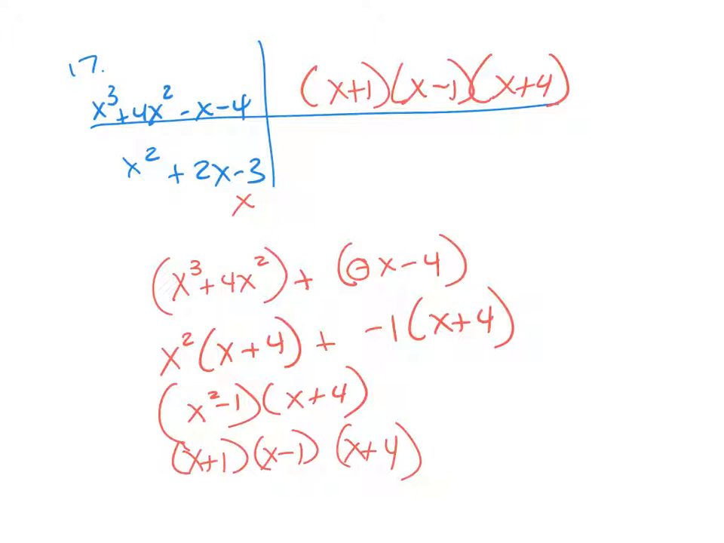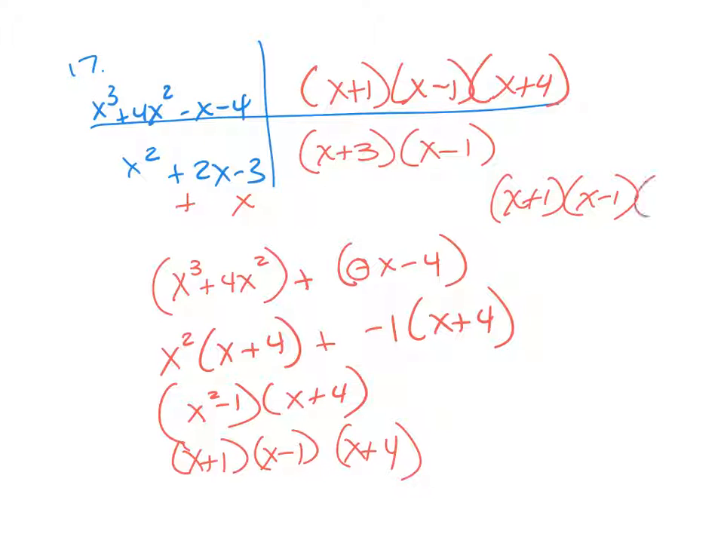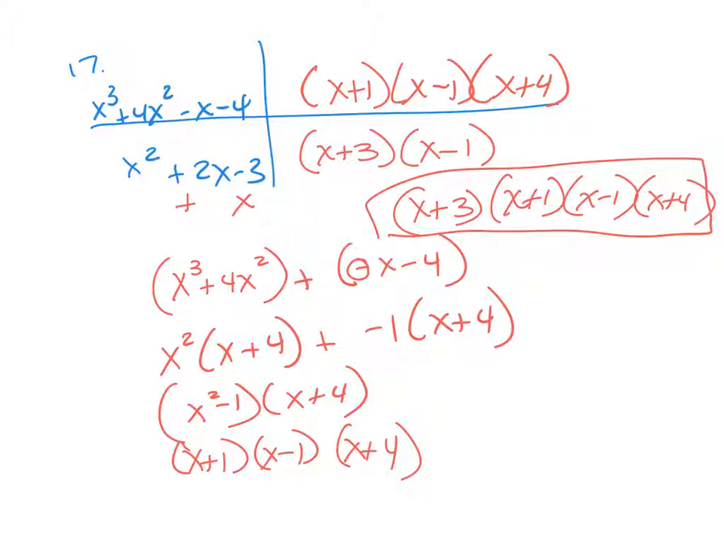What times what is negative 3 and added together is 2? And that would be a 3 and negative 1. X plus 3, x minus 1. The question is, what are the most amount of x plus 1s I see? 1. What about x minus 1s? 1. What about x plus 4? 1. And what about x plus 3? 1. So that's your answer. That's your least common multiple.